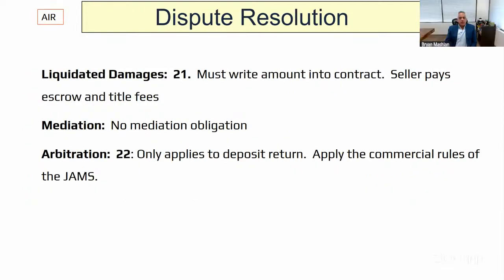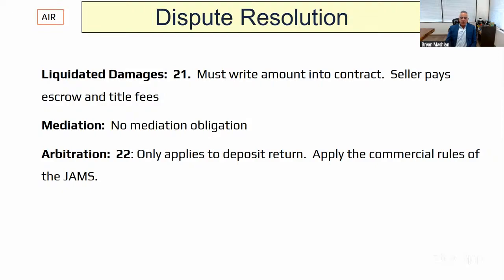Okay, so in the AIR contract, the liquidated damages in section 21, you fill in the amount of the contract and it needs to be separately initialed. The seller gets to keep that money if the buyer approves all contingencies and fails to close escrow when the closing date comes around. The seller pays the escrow and title fees, but gets to keep the liquidated damages obligation. Our contracts do not have a mediation obligation anywhere. We don't have mediation in the contract at all. The closest thing we have is the arbitration provision in section 22, and that only applies to who gets the earnest money deposit in case there's a dispute.